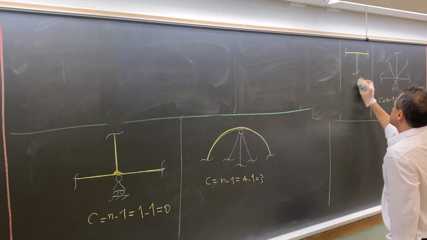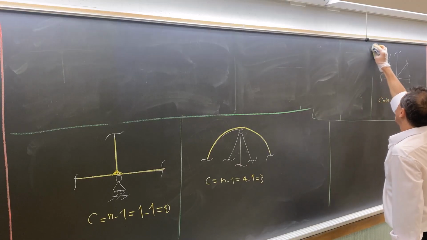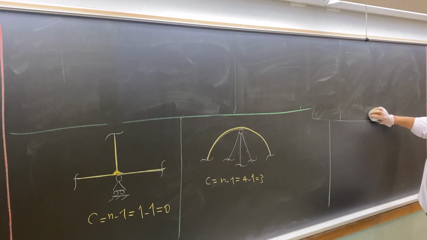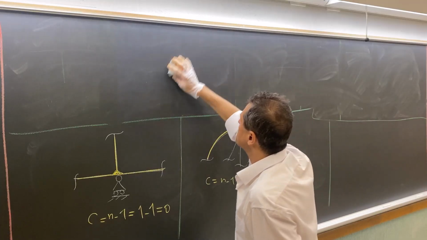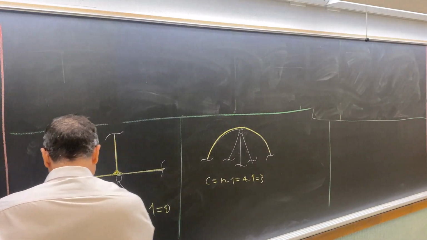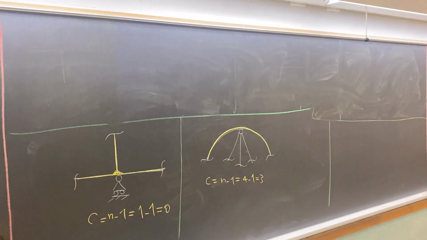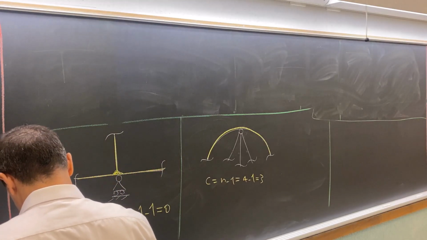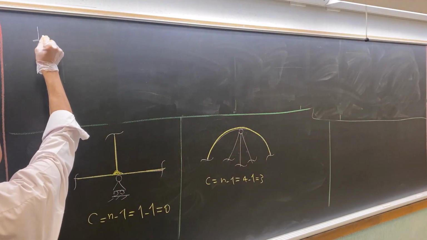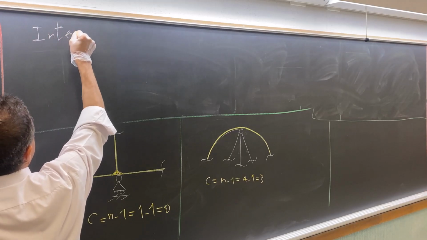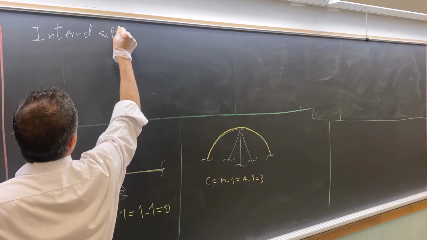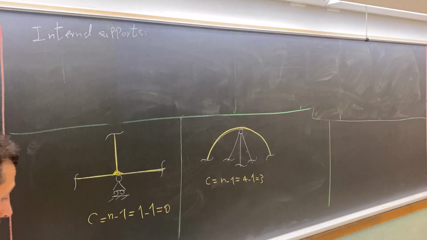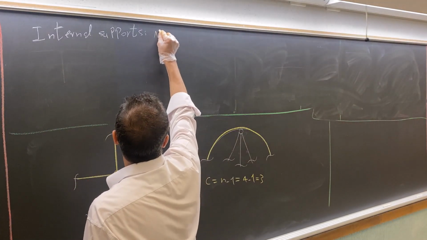So sometimes the support comes inside the structure. The support doesn't necessarily need to come out of the structure. It means part of the structure can sit on another part of structure. So we have internal supports. Internal support means that the support is not connected to the ground.